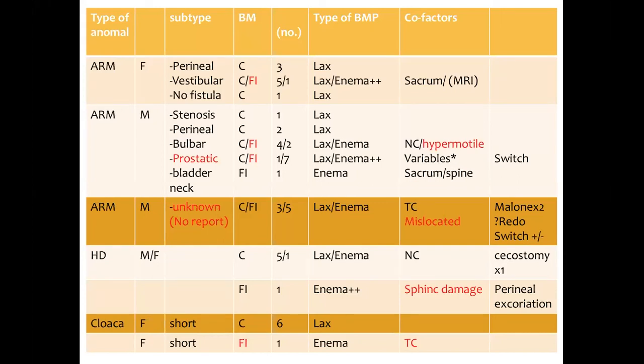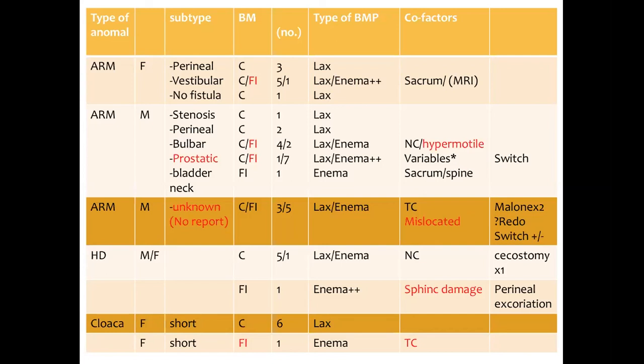This group, I offer them every now and then switching to laxative, and again, their response is variable. Some do well with laxatives, and the others do not. But I keep trying with them, switching the program from enema to laxative once or twice a year.